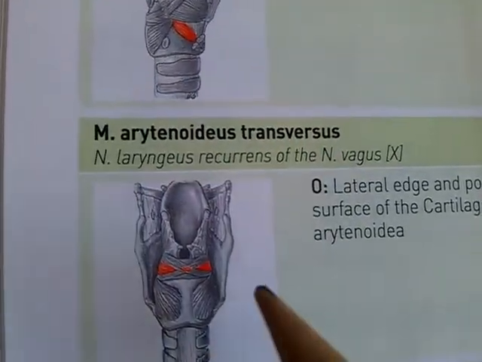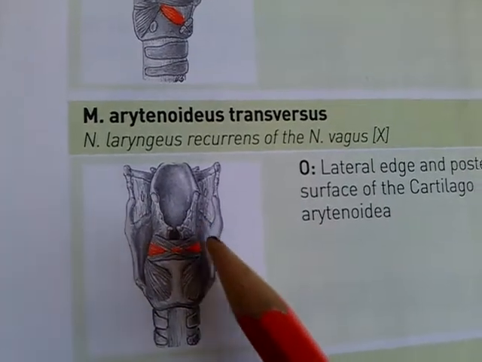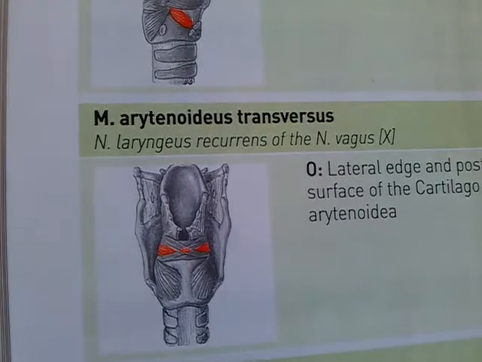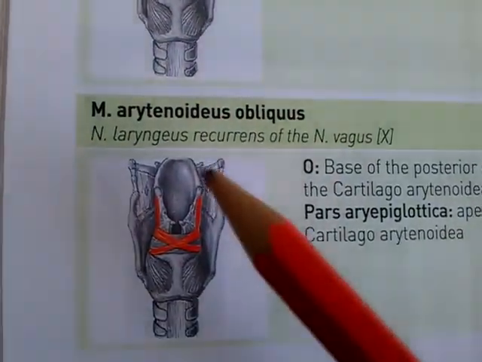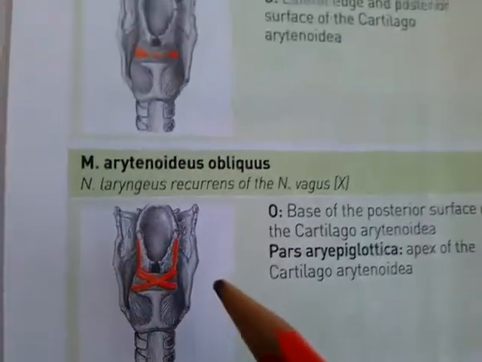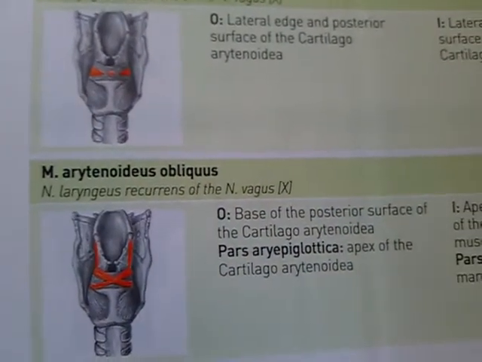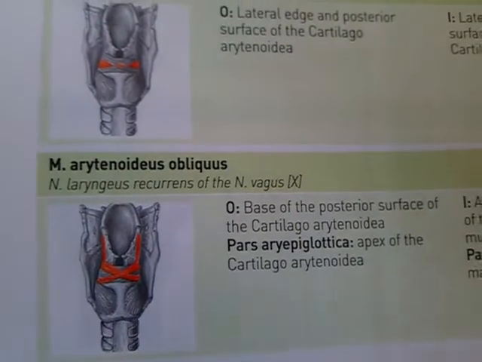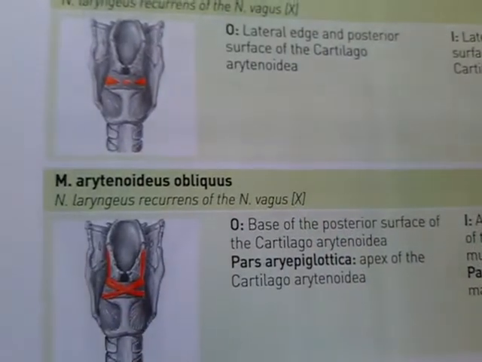Then you have transverse arytenoid and oblique arytenoid. These two are the strongest adductors. They are one and the same muscle, but they are two parts, transverse and oblique.